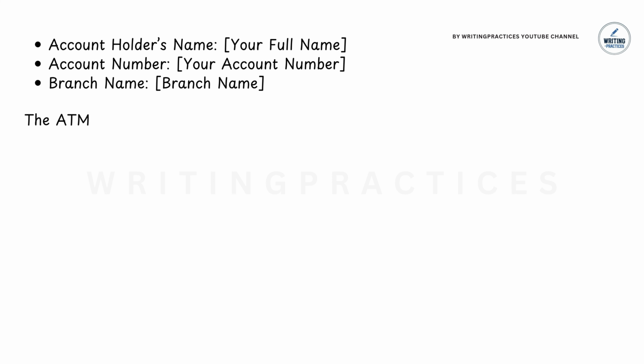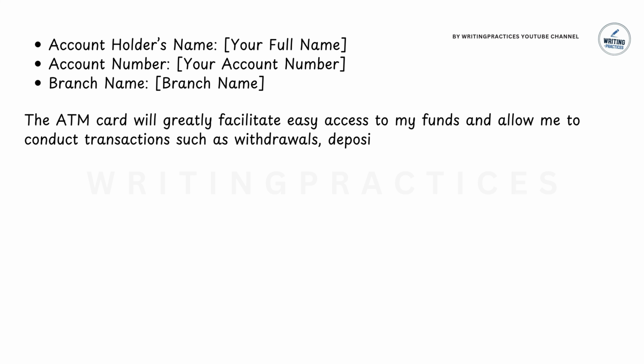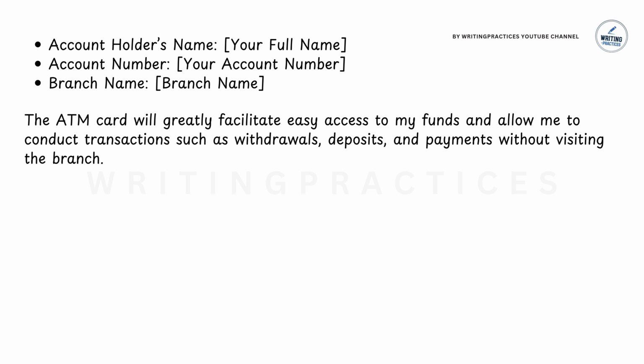Reason for request. Following this, explain why you're requesting an ATM card. For example, the ATM card will greatly facilitate easy access to my funds and allow me to conduct transactions such as withdrawals, deposits, and payments without visiting the branch. This adds context to your request, showing the bank why the card is important for you. While concise, it should convey the practical need for the ATM card.